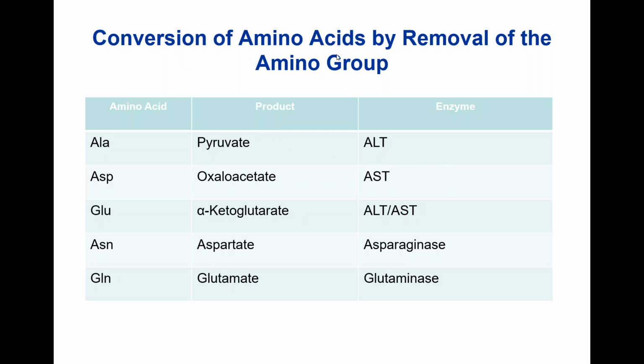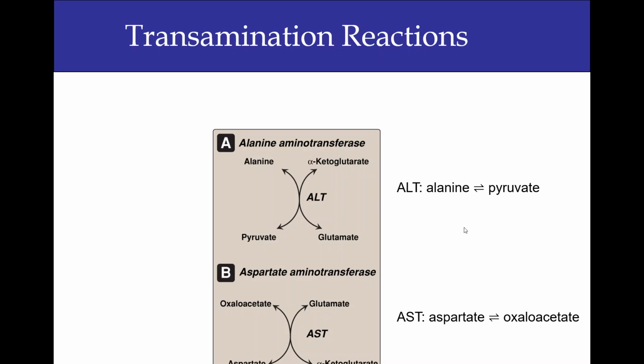So this is conversion of amino acids by removal of the amino group, and it applies to all of these. You just remove the amino group from alanine to get pyruvate, from aspartate to get oxaloacetate, etc. For asparagine, you remove the amino group and you get aspartate. To do that, you need asparaginase, and I'm going to discuss it in the next slide. Glutamine, also, you remove the amino group by glutaminase and you get glutamate. So this is a revision of ALT and AST. I'm not going to go through it again. You have studied them multiple times.